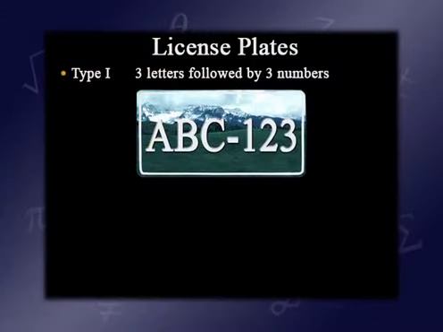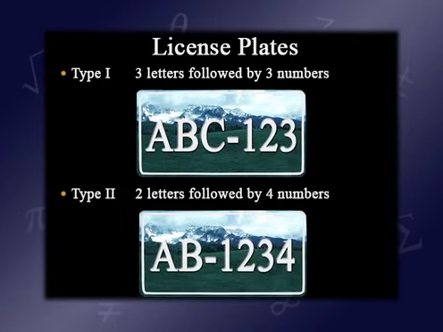Here's another question. How many possible license plates are there if a license plate comes in 2 varieties? Let's say type 1 license plates have 3 letters followed by 3 numbers, and a type 2 license plate has 2 letters followed by 4 numbers, like the examples we see. So first of all, let's break this into 2 cases, because your license plate is either of type 1 or of type 2. So the rule of sum is going to apply here.